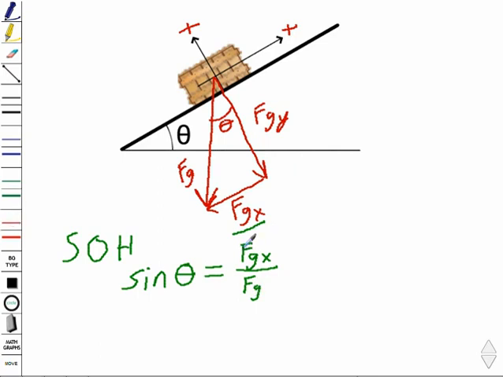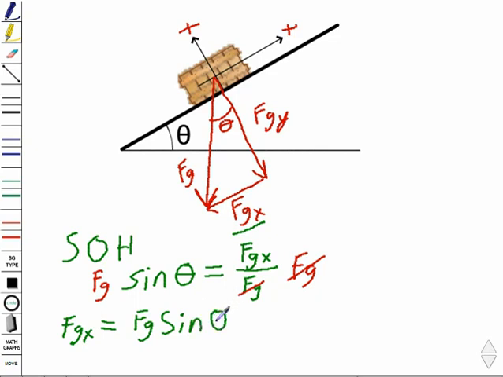And again, we're looking for this part on top, so we want to get rid of the part on the bottom of the fraction. So we've got to multiply both sides of the equation by our weight, f sub g. If I do that on this side, they cancel out, and that's going to leave us with our parallel component of our weight, f sub gx, equals our weight, f sub g, times the sine of the angle, theta.